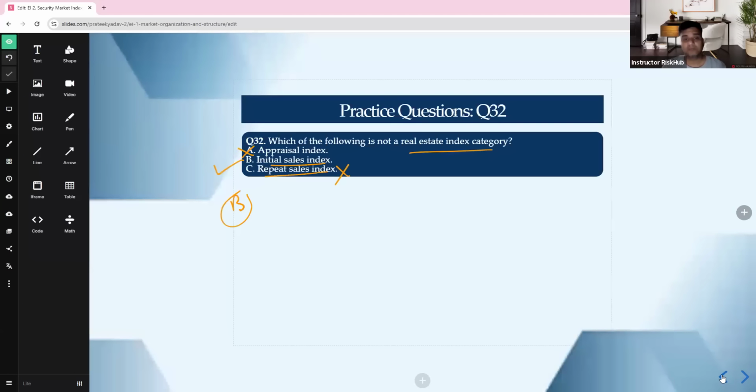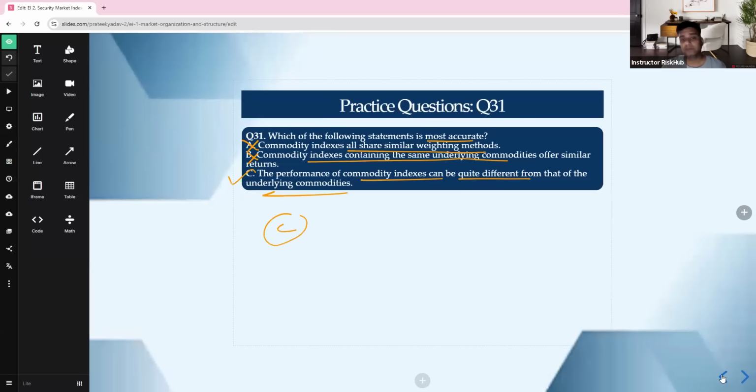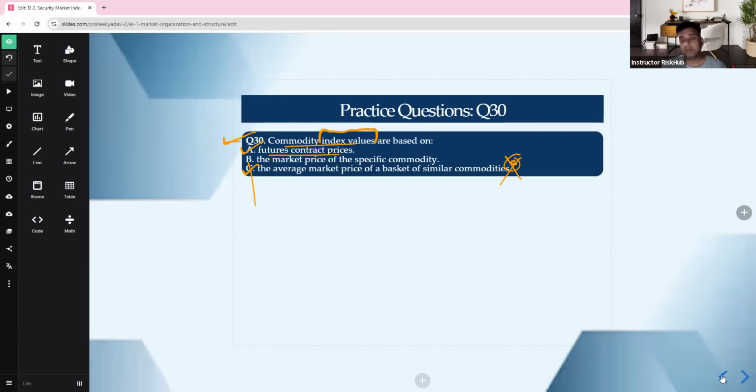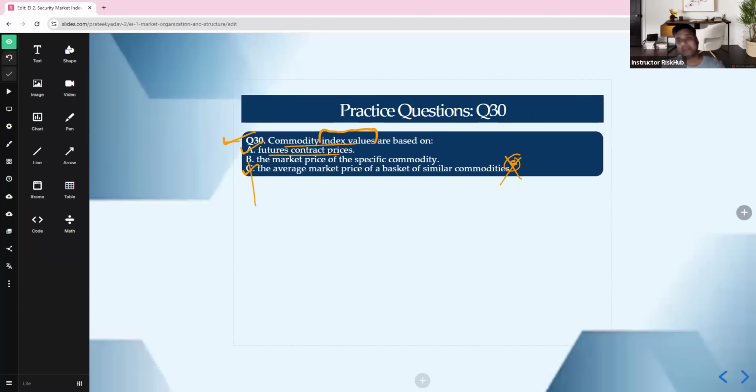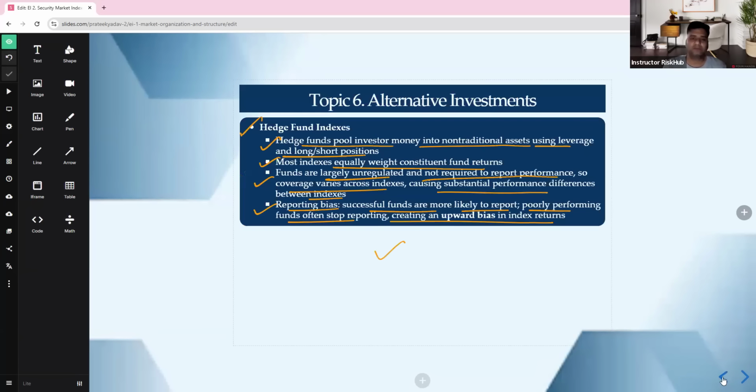I got confused in one of the questions. Don't fall for that. It was a stupid mistake, right? This one, question number 30. Please remember, commodity index values are not based on the average market price. You might think an index gives you an idea of average market price, but it's not that. Commodity index values are based on futures contracts on one or more commodities, not the average market price, right? So it's a common confusion.